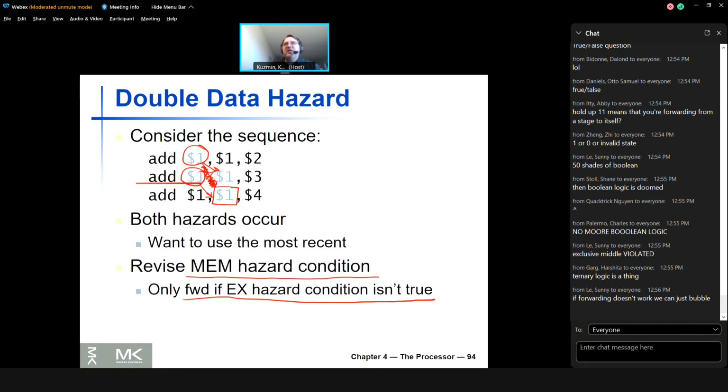Otherwise, we see this example, double data hazard. It's not going to work correctly if we try to do both. We definitely cannot allow both. It has to be one or the other. And between these 2, we see that one is correct. Forwarding this value is correct. Forwarding this value would not be correct given the semantics of the program.